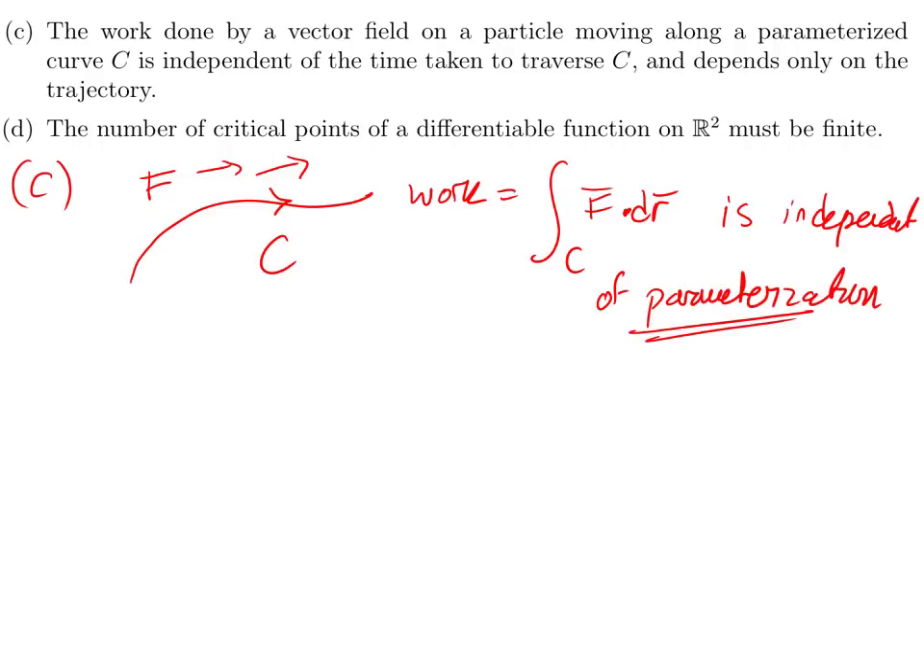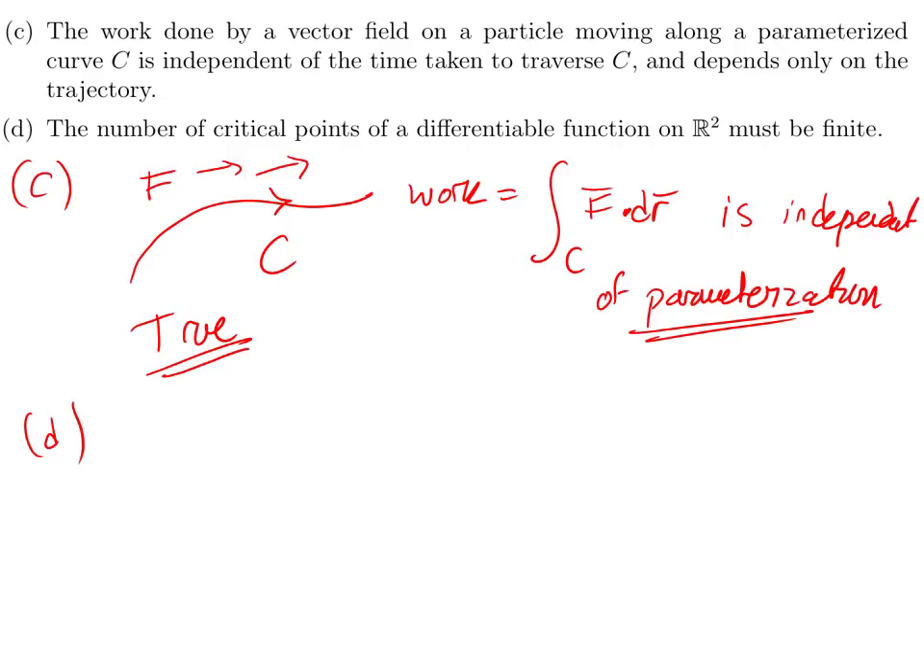This is a fact we've been using every day in the second half of the course. Like when we talk about a line integral along a boundary, that's a well-defined thing. It doesn't matter which parameterization you use. So in particular, it doesn't matter if you go twice as fast, and so this statement is true. Okay.